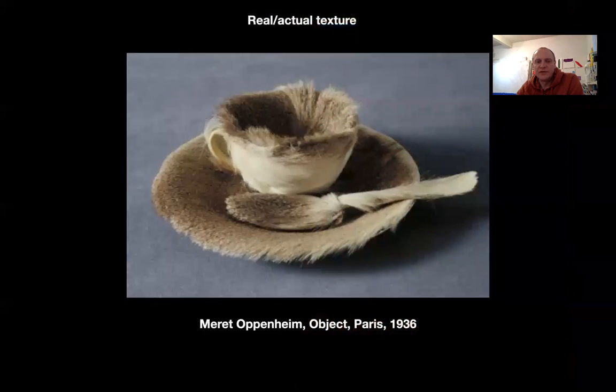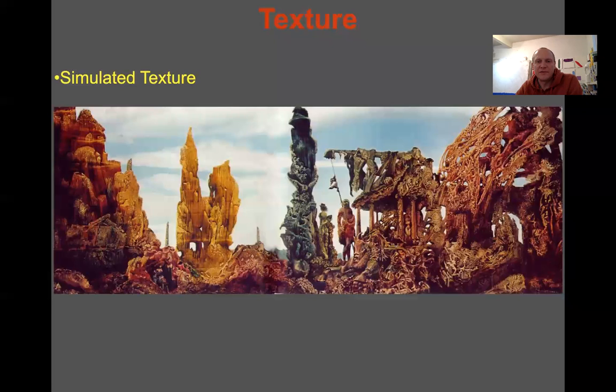Look at this. This is the surrealist Meret Oppenheim. She was playing with the idea of texture and animal skin contradicting an everyday object like a teacup. But this is real texture, actual texture. You could go out and touch it. Simulated texture, you can't feel the texture. You would just feel a flat surface of a painting.